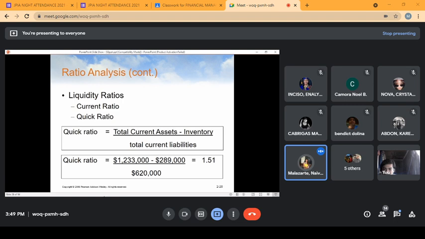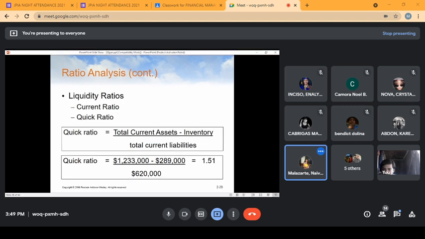Pwede po natin sabihin na ganon, that the current ratio parang general mo na lang, parang pangmadalian na computation, 'di ba? Parang sige, compute ko nga ngayon. O, 'yon. This is the current ratio.